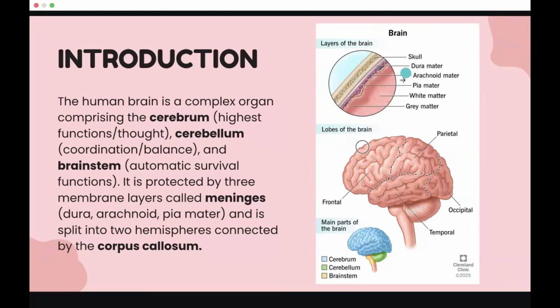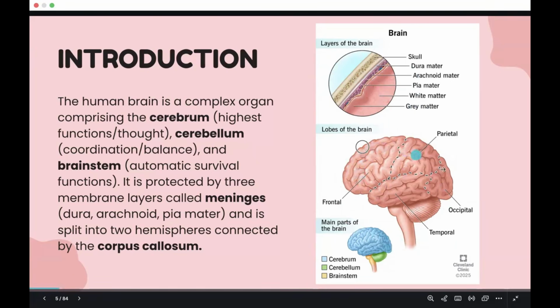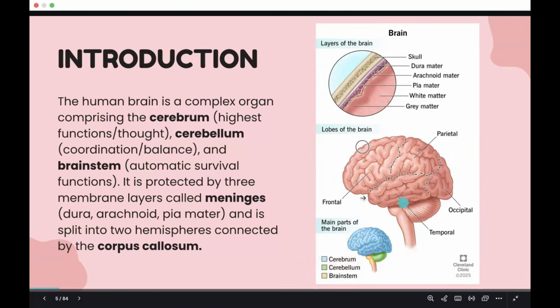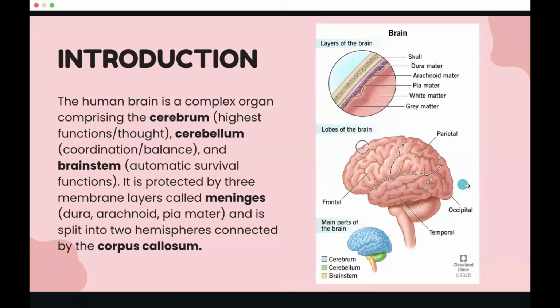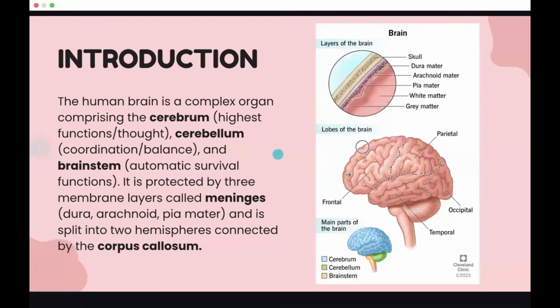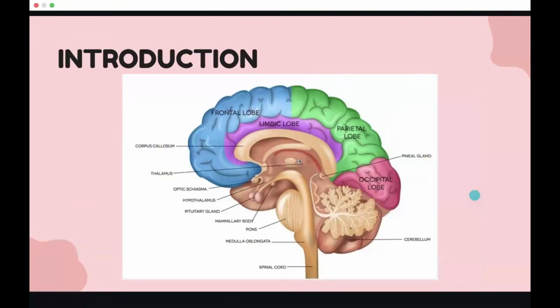Here are the layers of the brain: the skull, the dura mater, the arachnoid, the pia mater, then the white and the gray matter, which I'll explain more in a bit. And here's the brain. It's divided into lobes. The cerebrum is all of this, then the cerebellum is down, and the brainstem is here, just as depicted in this picture. The cerebrum is even further divided into lobes. What are these lobes? The frontal lobe, the parietal lobe, the occipital lobe, the temporal lobe that you can see here, and the limbic lobe.